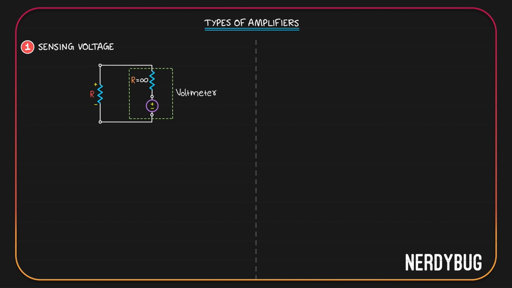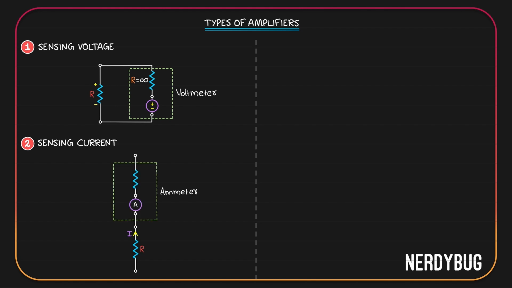Resistance of a system that senses voltage should be infinite. Let's take the second case, sensing current. I have a resistor R through which a current I is flowing. I want to measure it. Obviously, I will use an ammeter. An ammeter is to be connected in series with the resistance.